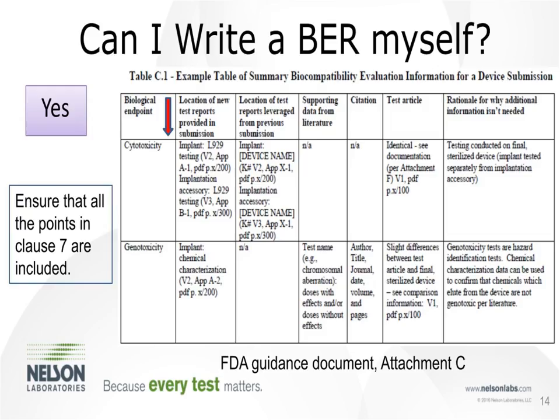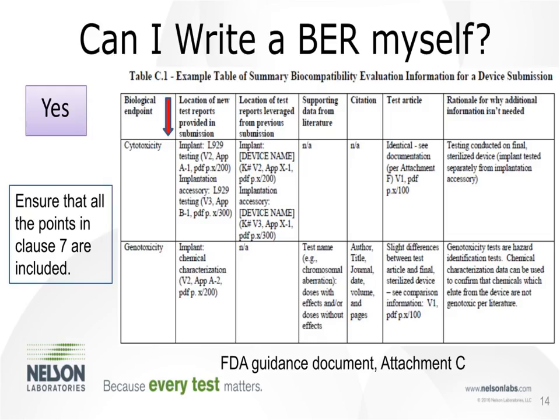So with this information, you may be asking yourself, can I write a BER myself? Well, the answer is yes, of course you can. In the FDA guidance document, attachment C, they've listed an example here of a summary table that could be presented for your biocompatibility evaluation. I wanted to note a couple of things from this example, however, that it is organized by biological endpoint. I've put an arrow here to identify that.